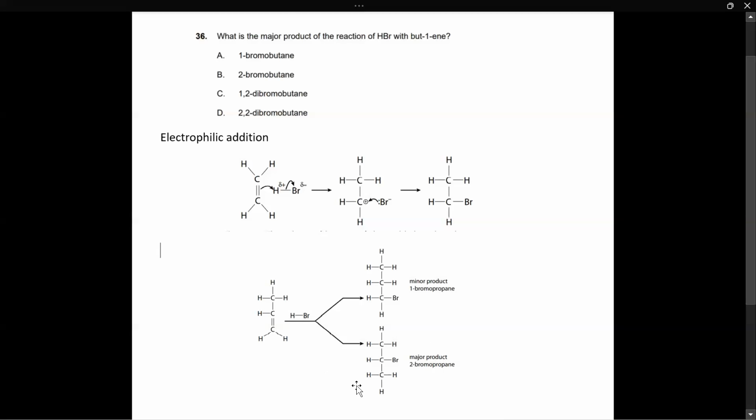And why does this happen? Why is one the minor product and why is one the major product? What is the whole deal behind this? Now I'm going to tell you why. There is this law in chemistry. It's called Markovnikov's law. I'm not sure if you've heard of it.